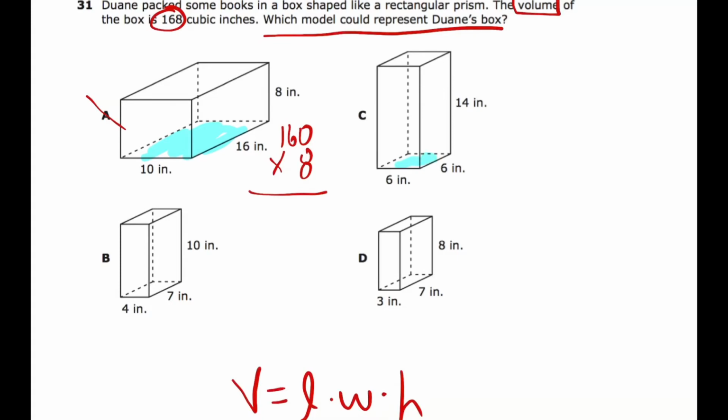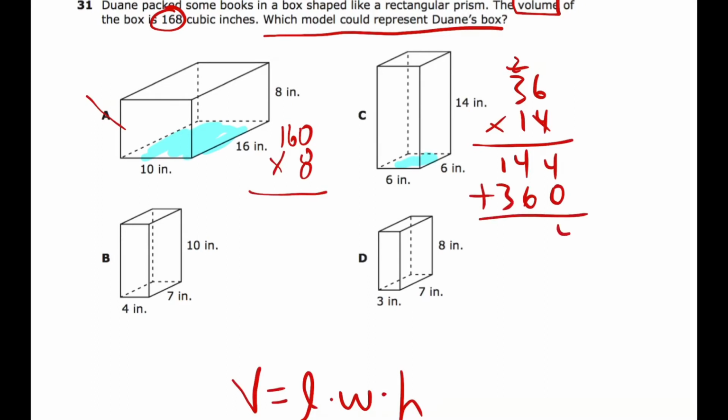Here I have a 6 by 6 that gives me 36 as a base area. Multiply that by 14. 6 times 4 is 24. 4 times 3 is 12. 13, 14. Tic-tac 0. And then 36. That gives me 4, 10, and 3, 4, 5. That's way larger than I need. I need 168, so that's no good.